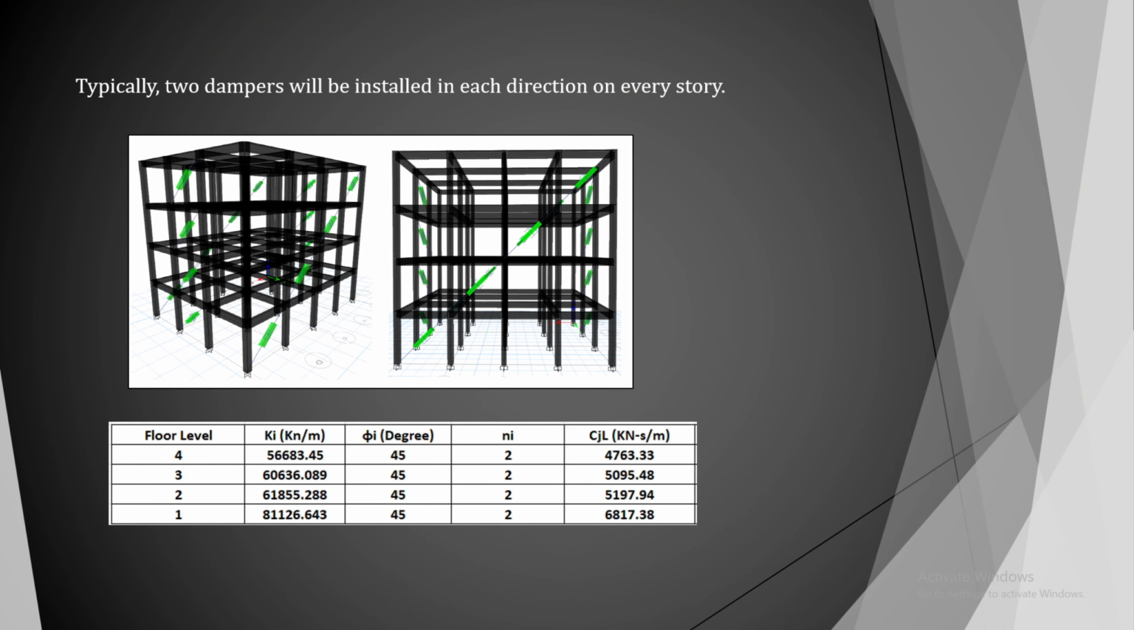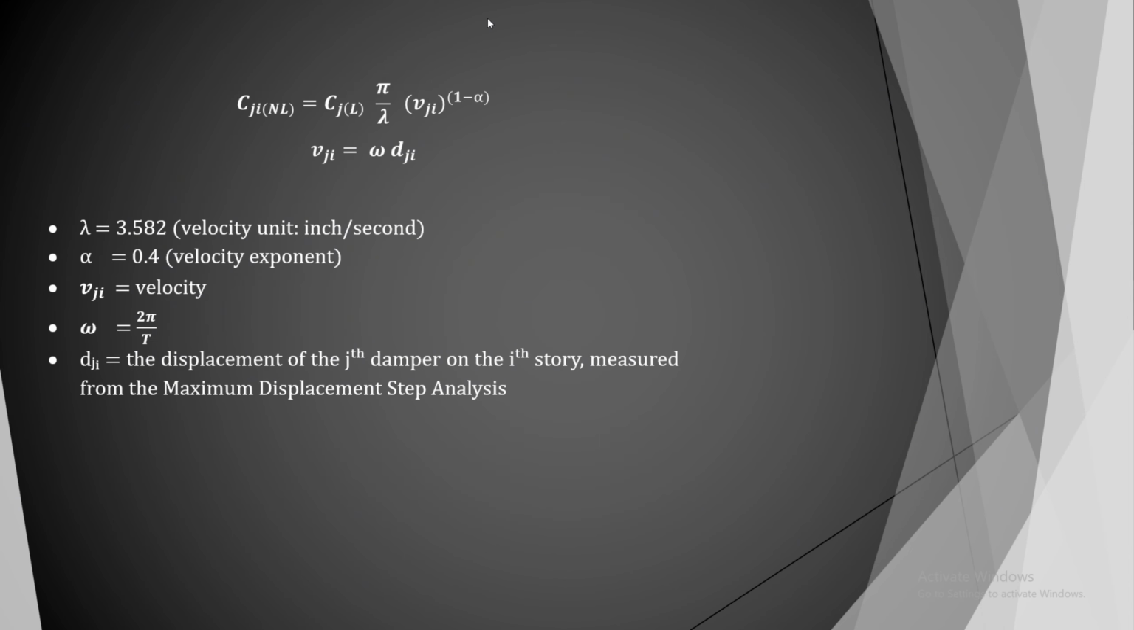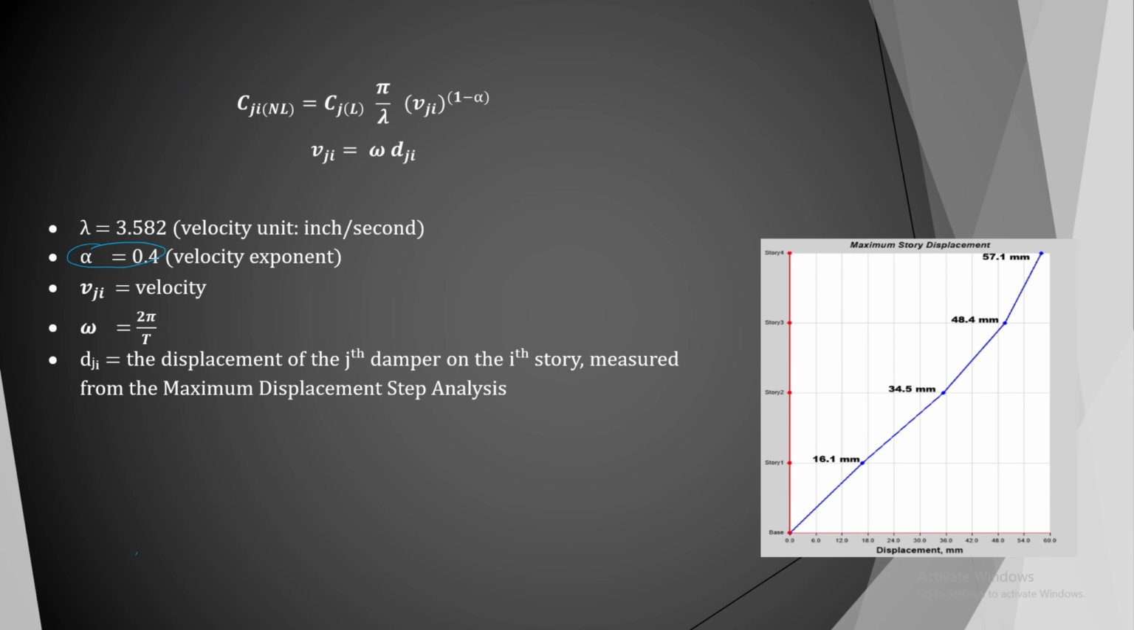To equate a linear damper with a nonlinear damper, the following equation will be used. A velocity exponent of 0.4 is adopted to reduce the damper force while still preserving the same level of energy dissipation. For calculating the value of D, the damper displacement, a modal response spectrum analysis must be performed. The displacements obtained from the response spectrum analysis are shown in the figure. These displacements have been scaled by Cd over R.